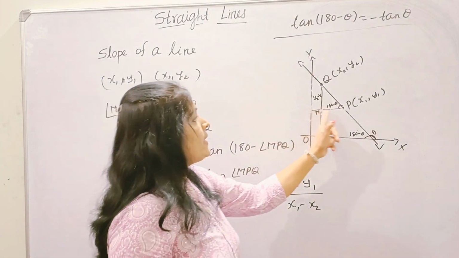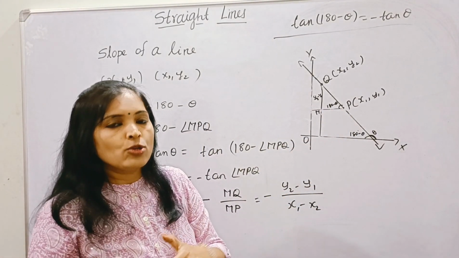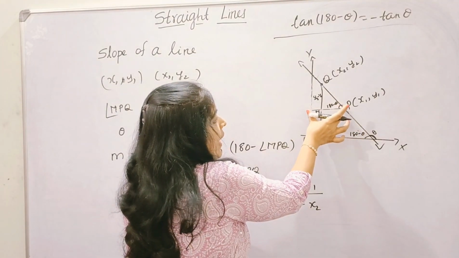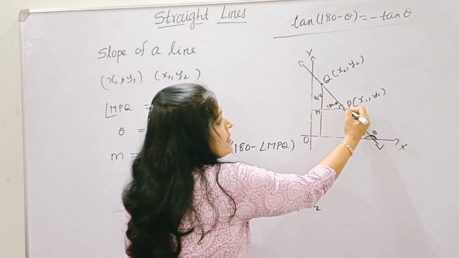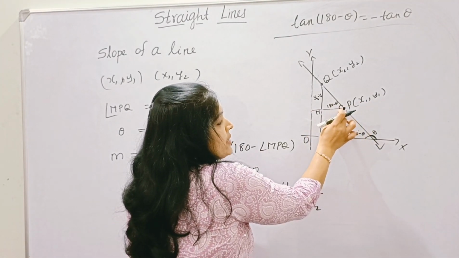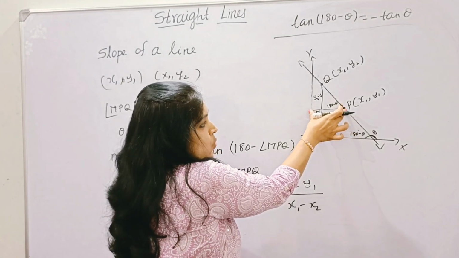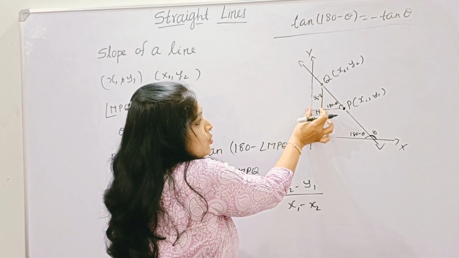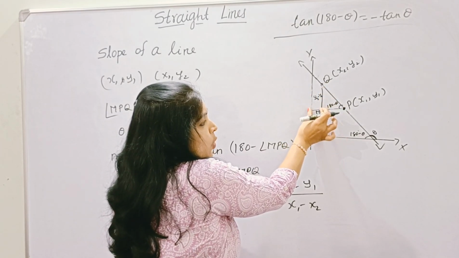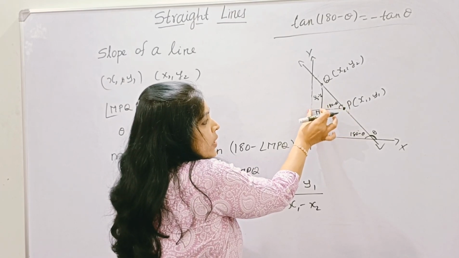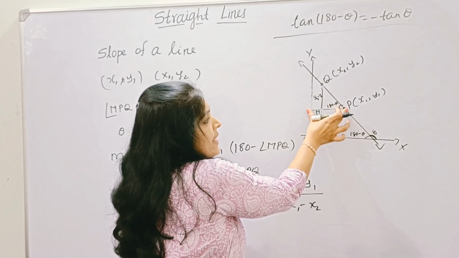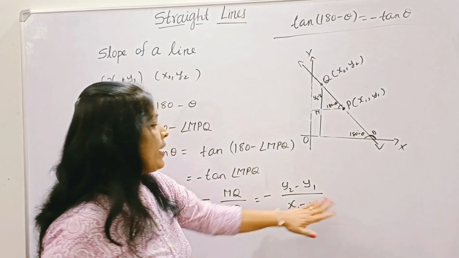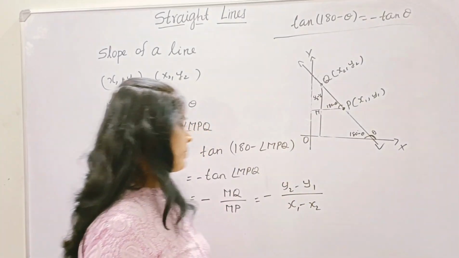Next, MP, that is parallel to the x-axis. So we just consider the x coordinate value. Here it is x1, since it is the point x1, y1, so the x coordinate is x1, and this distance is x1. Here it is the point x2, y2, so this distance is x2. Total minus this one, we will get this one, right? So x1 minus x2 is equal to this length. So MP is x1 minus x2.